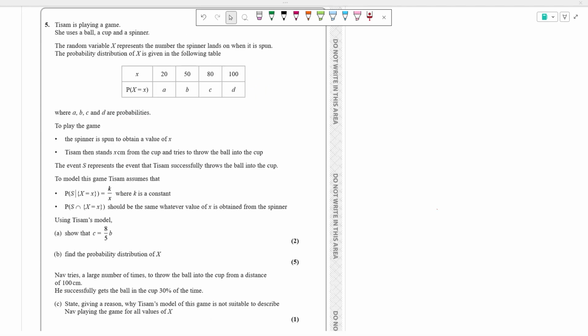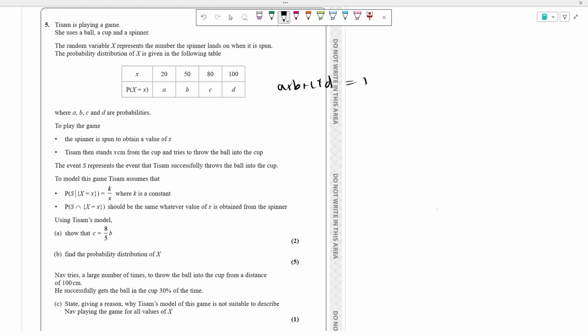Question 5. Tissam is playing a game. She uses a ball, a cup, and a spinner. And we've got a random variable distribution here, where x represents the number the spinner lands on, and we've been given the table. A, B, C, D are probabilities, and I'm just going to write this down. Sometimes it's good to have it in front of you. A plus B plus C plus D equals 1. I know it's obvious, but I think it's just good to have it down.